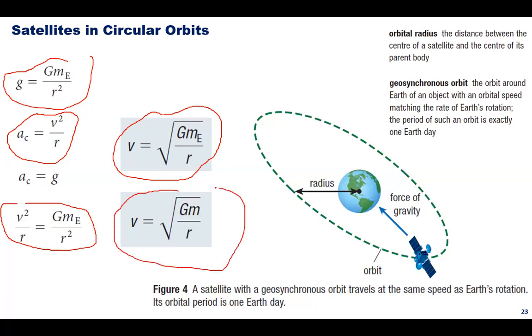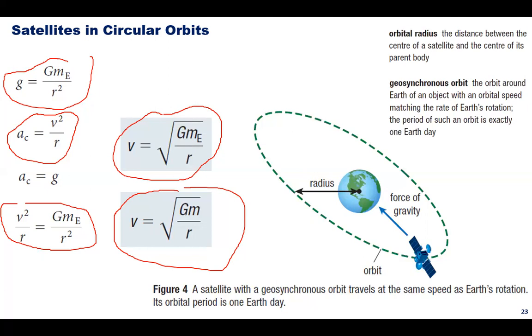v equals square root of uppercase G times M over r. So this equation indicates that the speed of a satellite depends on its orbital radius and is independent of the satellite's own mass. For a satellite to maintain an orbit of radius r, its speed v must be constant.